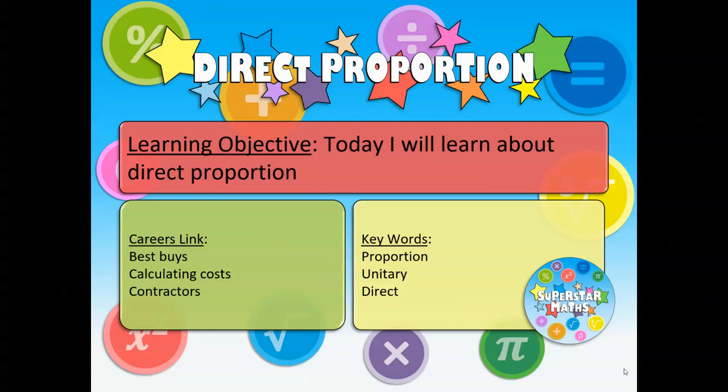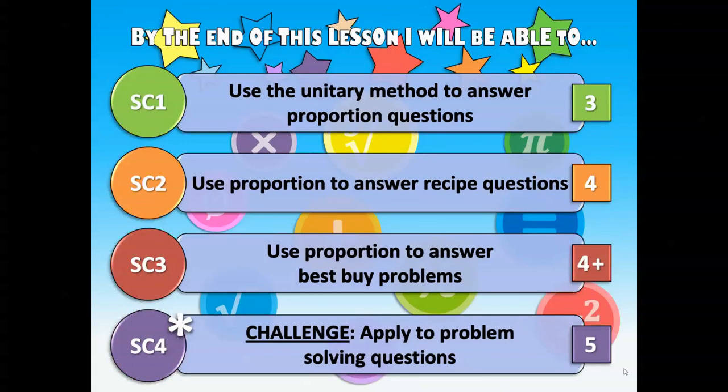Hi guys, welcome back. Today we are going to learn about direct proportion. We've got 4 success criteria, and the first one is to use the unitary method to answer proportion questions.